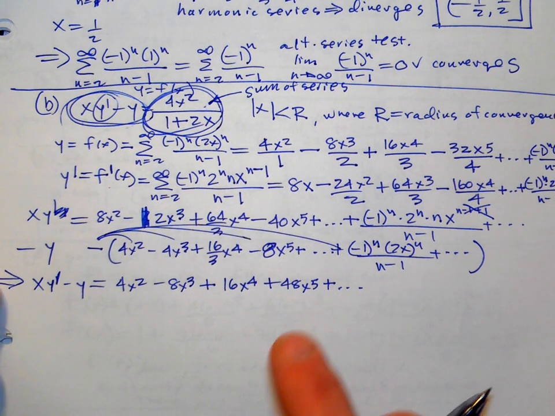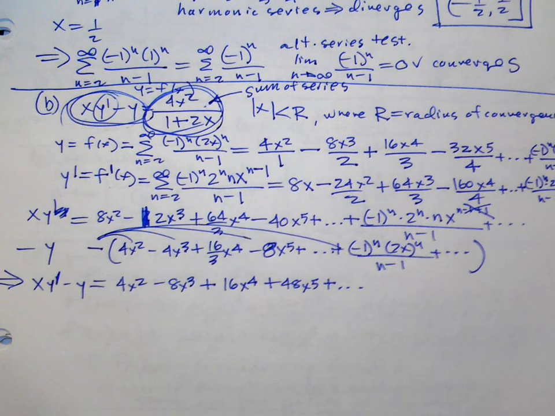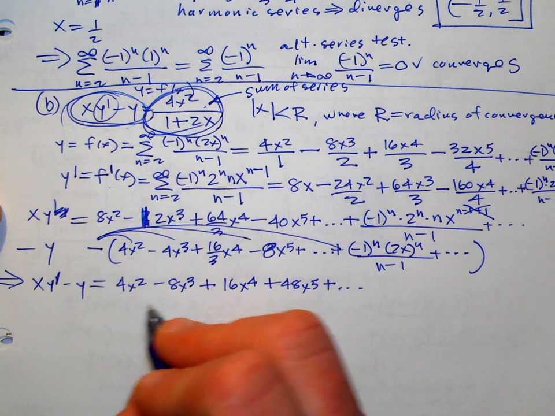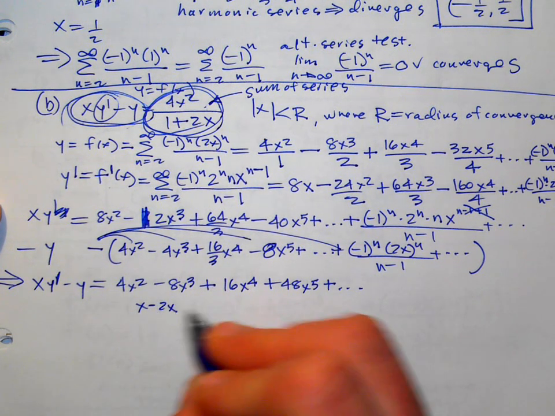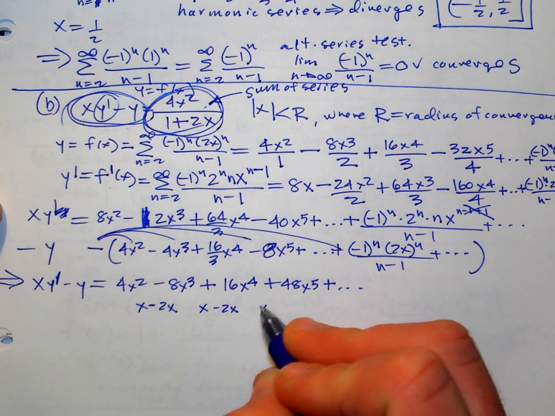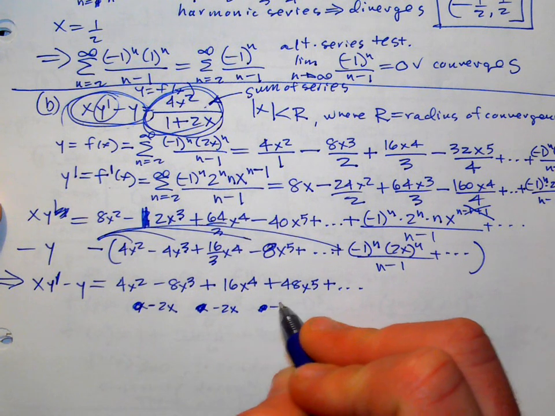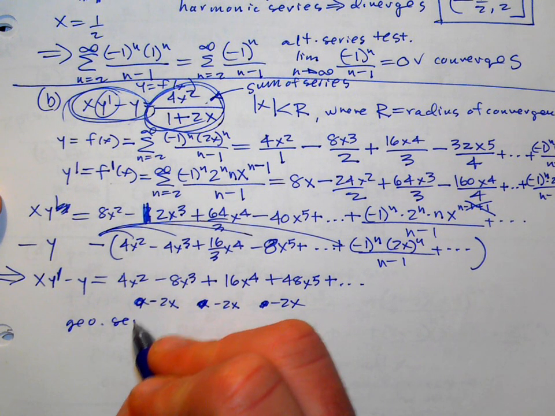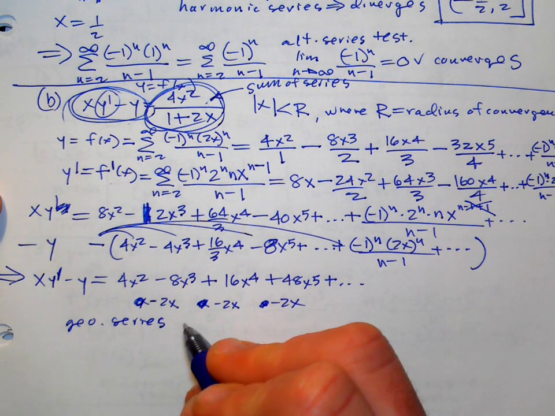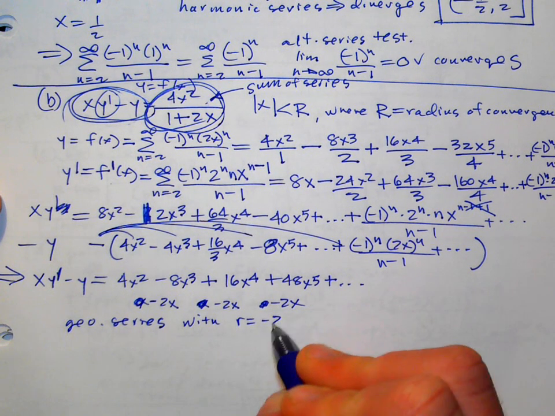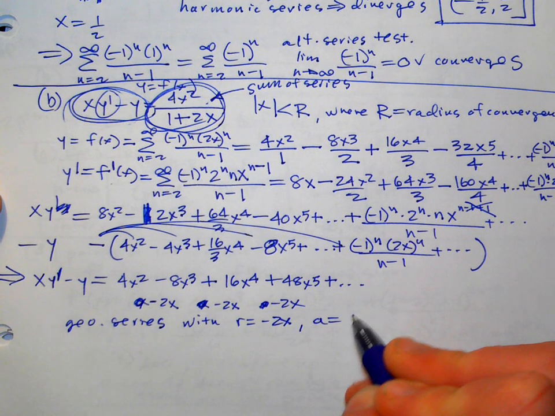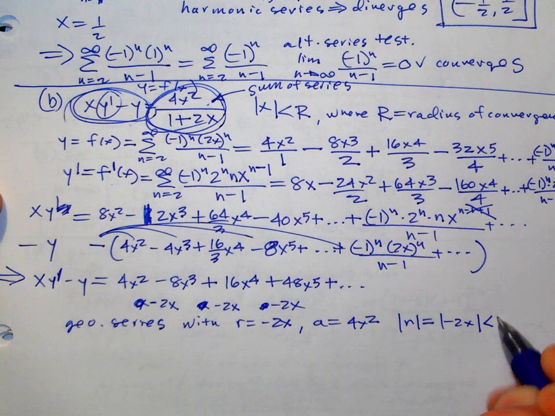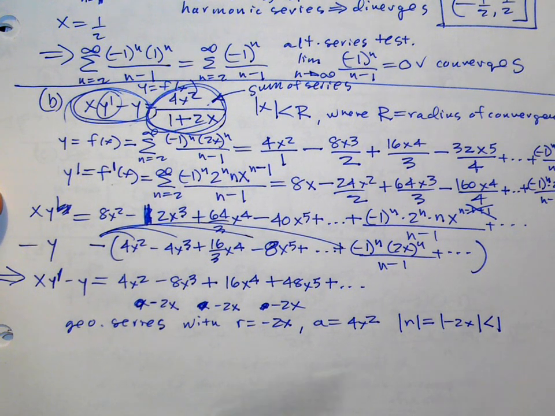Now, if I have x's in it, that's a power series, and that's kind of how we created our first power series, by looking at geometric series and plugging x's into the common ratio. But if you look at this, we're multiplying times negative 2x, times negative 2x, times negative 2x. This is totally a geometric series, right? So this is a geometric series with r equal to negative 2x. The first term is 4x squared. The absolute value of r, which would be the absolute value of negative 2x, has to be less than 1. Okay, just in case we need that.